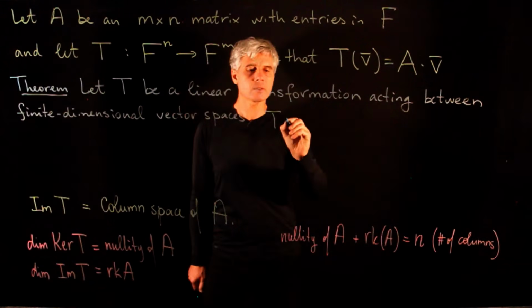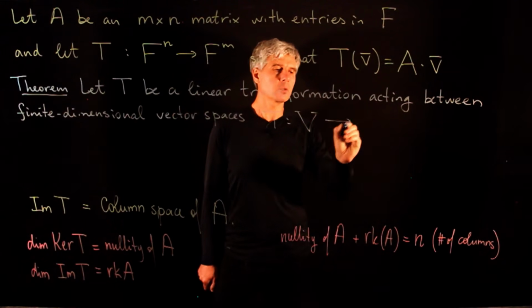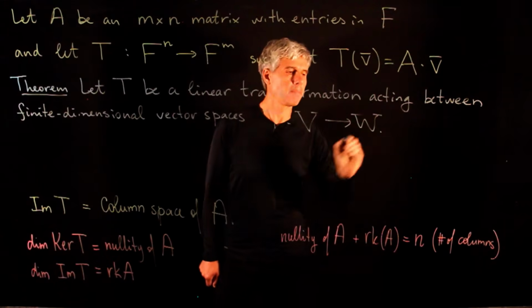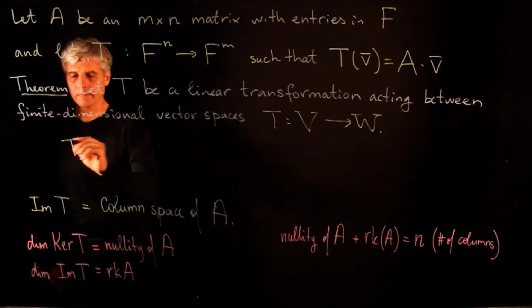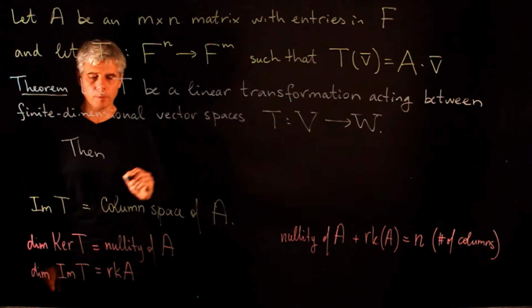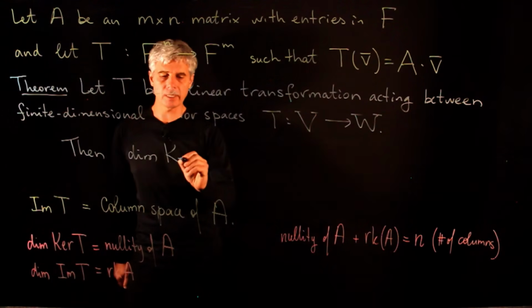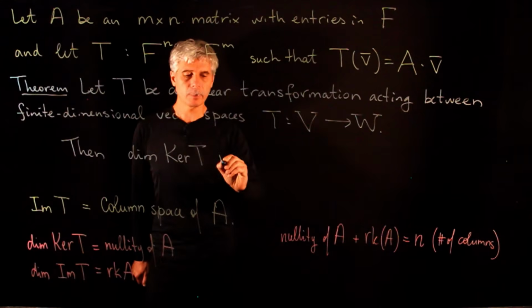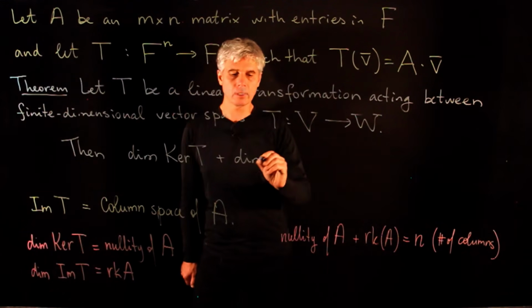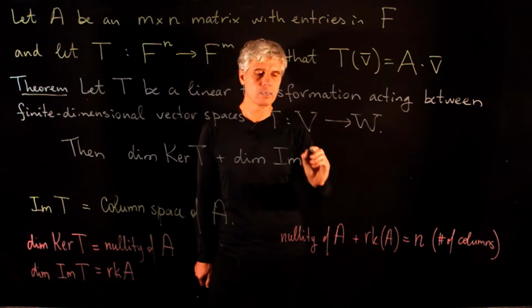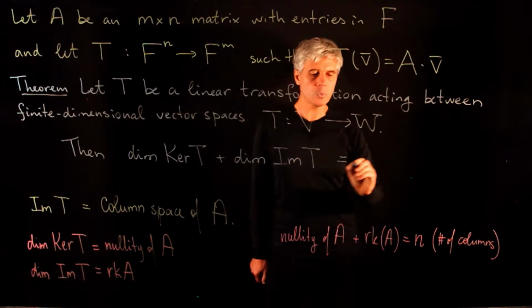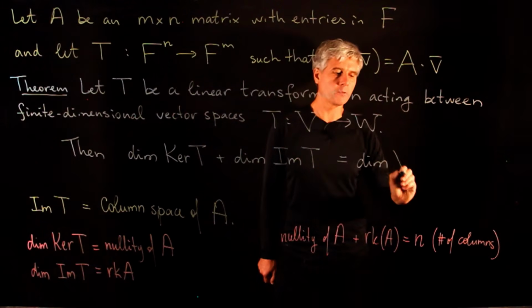So T acts from V into the space W. Then we have the following formula: dimension of kernel of T plus dimension of the image of T is equal to dimension of V.